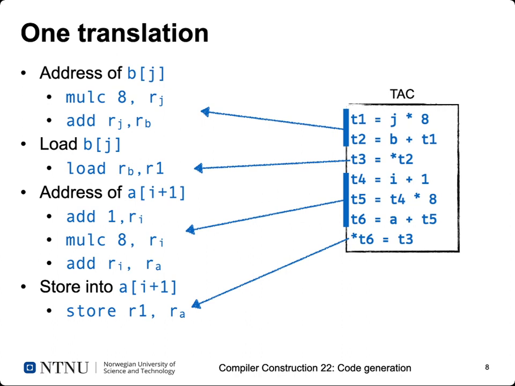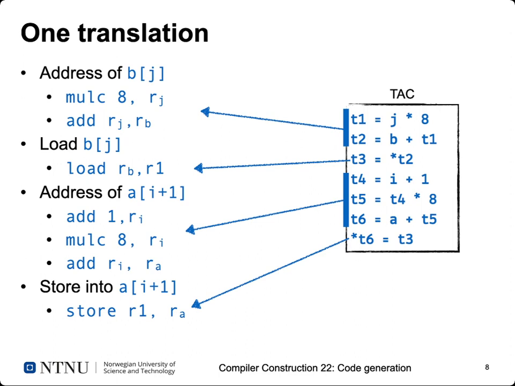So first our multiplication here would be translated into multiplication of the index j, which is in register rj, by our constant 8. And then we add our offset rj, which we just multiplied by 8, to the address of b, which is in rb. So this adds the offset plus the base address to give us a pointer here.